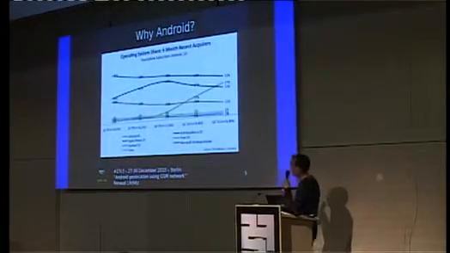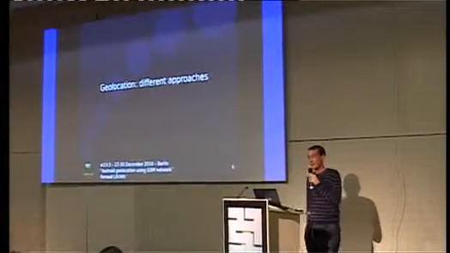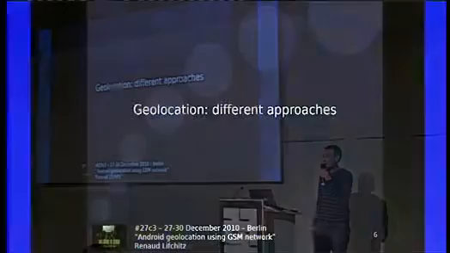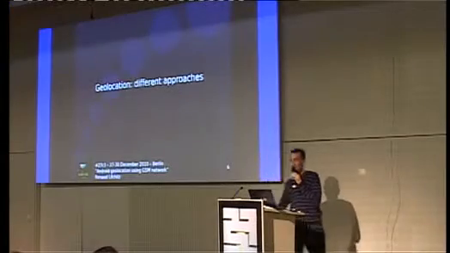So these are the market shares for Android phones, iPhones, BlackBerries. So you see now Android is becoming the second largest market share in the US. Now, let's talk about the geolocation, because this is far more interesting than the little introduction.